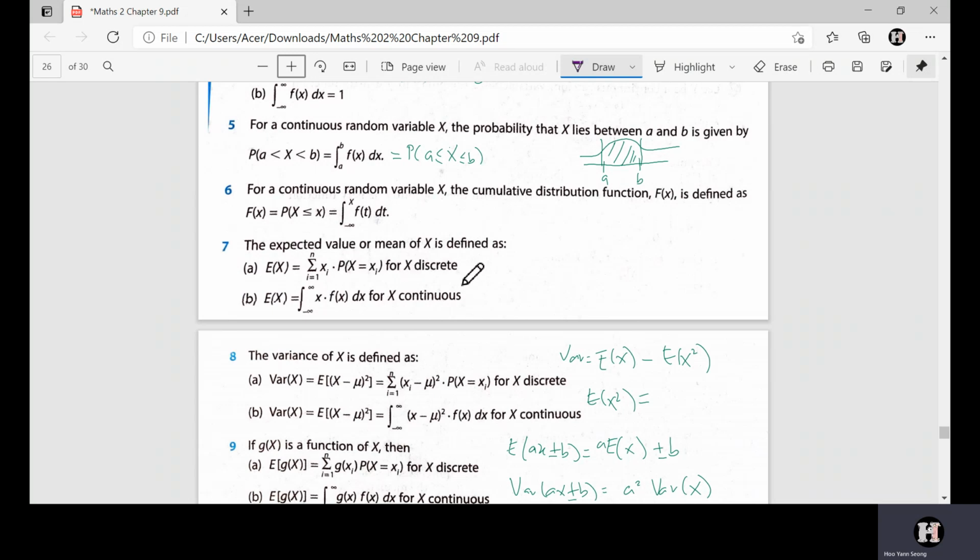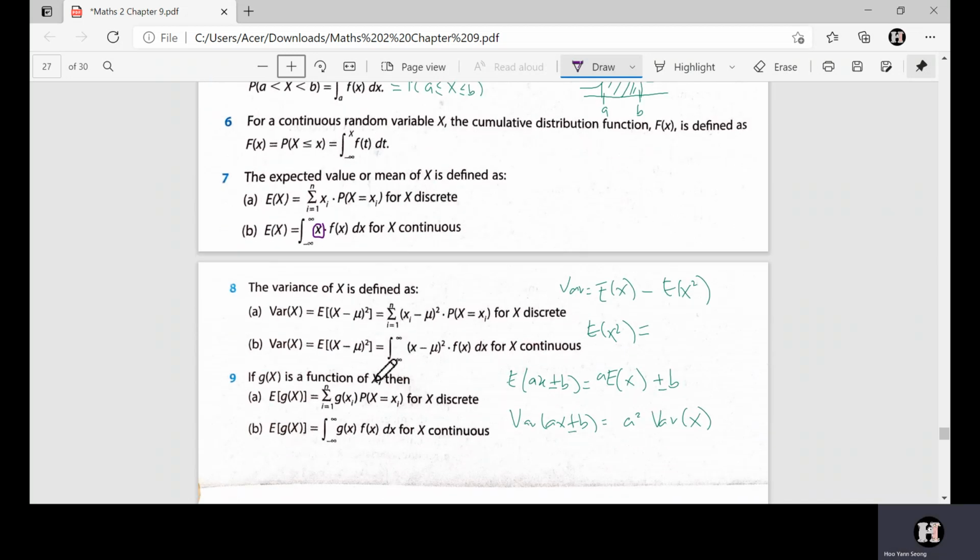For the discrete random variable, you use x multiplied by p(x). If you want to find it for the continuous random variable, you integrate, and it's the same thing, you have x over here. And for the variance, hardly anyone uses these two definitions. Most of the time, we use variance equals E(X squared) minus E(X) squared.